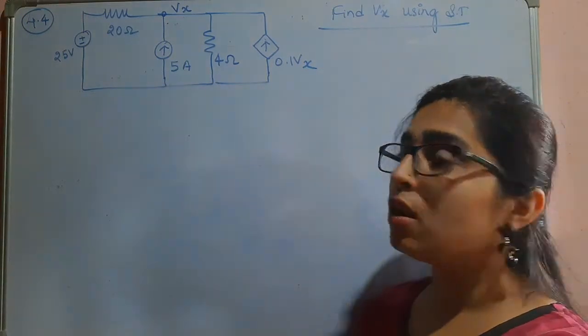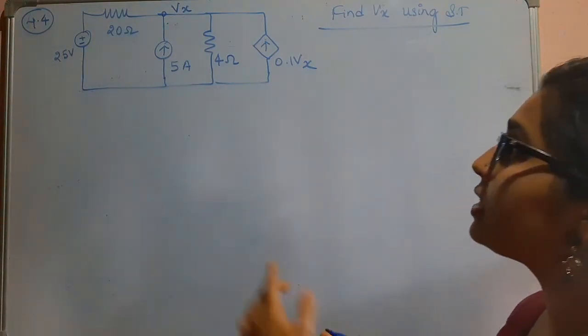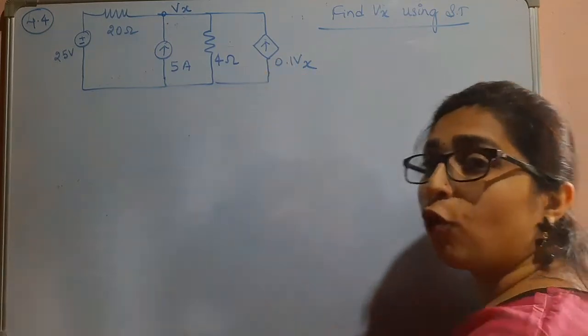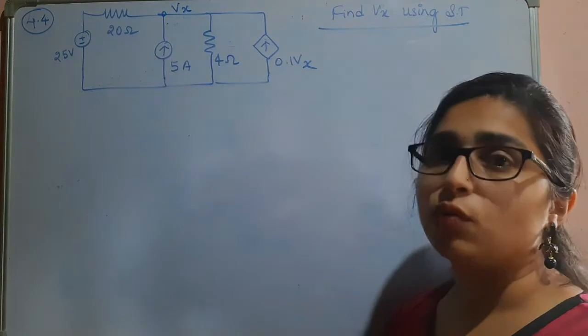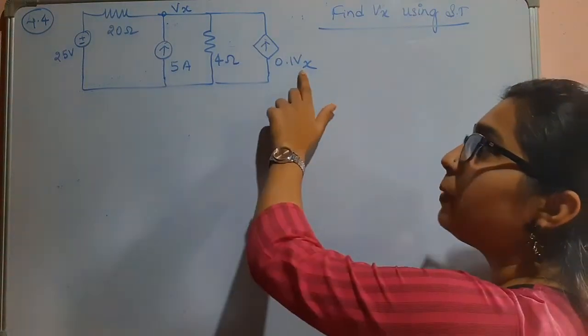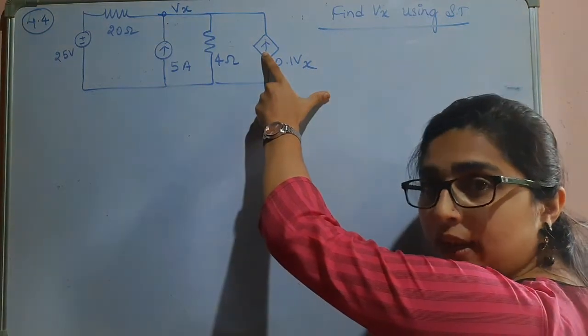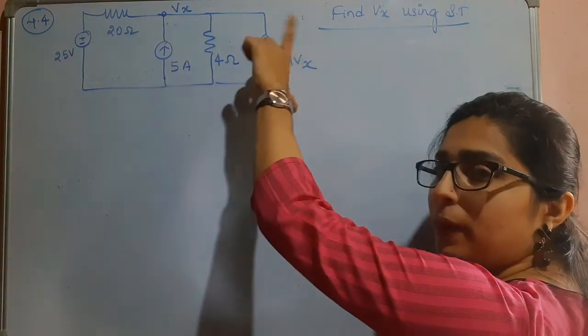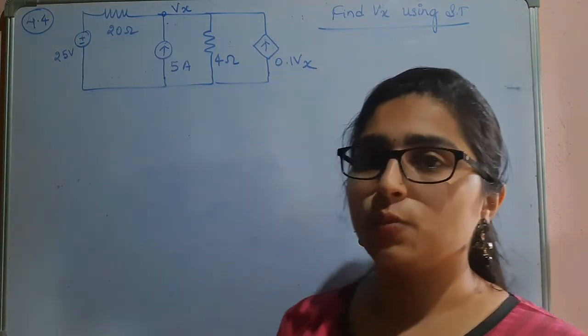By analyzing the circuit, we can see that there is one independent voltage source, one independent current source, and here there is one voltage dependent current source. Voltage dependent, why? It is depending upon Vx, and here the sign is a current source, so it is a voltage dependent current source, or voltage controlled current source, VCCS.